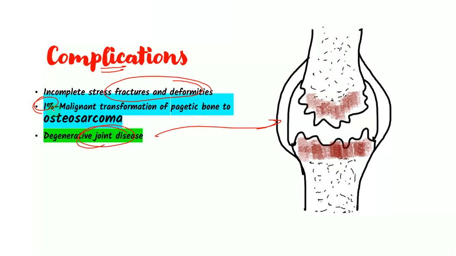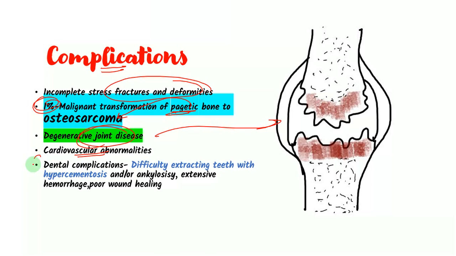About 1% of the pagetic bone can have a malignant transformation into osteosarcoma. Other abnormalities are cardiovascular abnormalities. And a note on dental complications, it includes difficulty in extraction of teeth. Why? Because of hypercementosis. There is a chance of osteomyelitis, and this is because of poor wound healing.